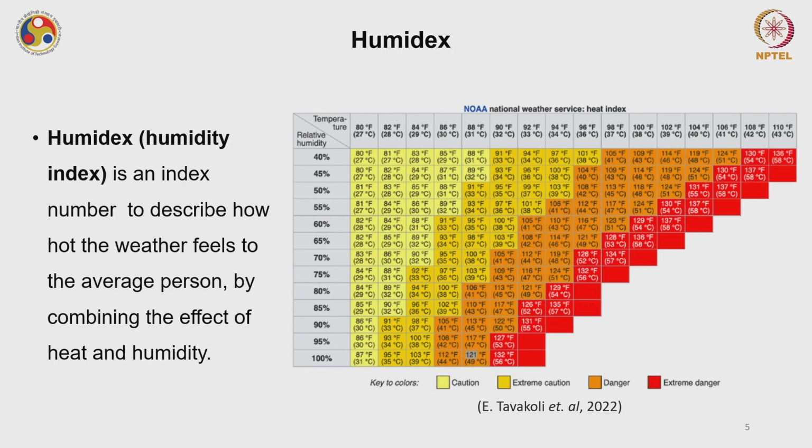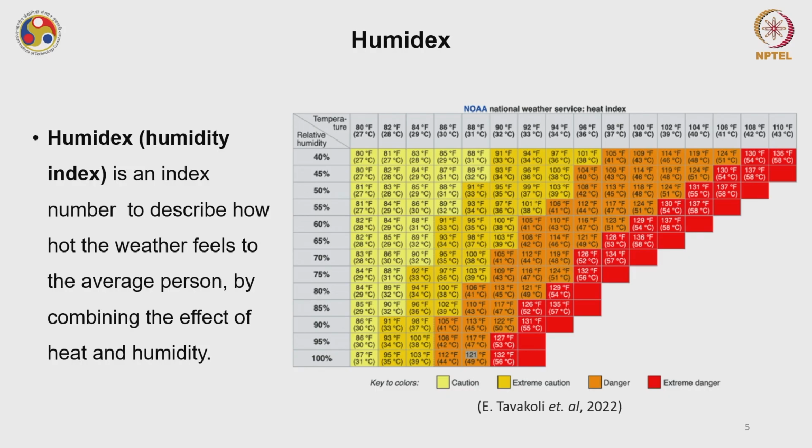Relative humidity becomes more contextual when you talk about humidex. Some of you might already know what humidex is. It is basically a humidity index: an index number to describe how hot the weather feels to the average person by combining the effect of heat and humidity. Mostly humidex is used in the context of weather conditions. I have given one diagram, taken from Tavakoli et al., published in 2022.